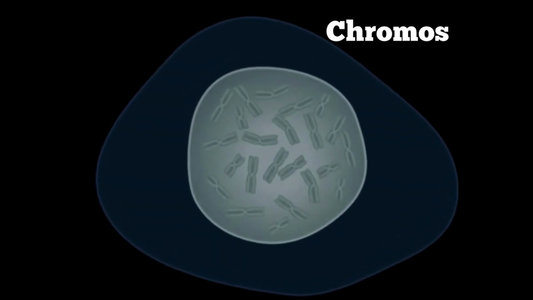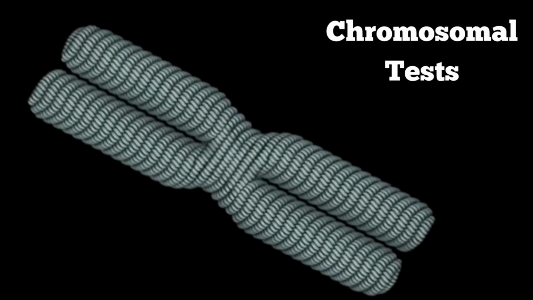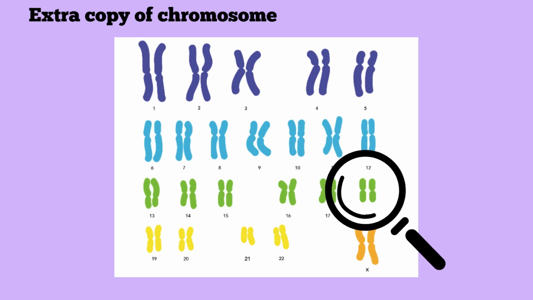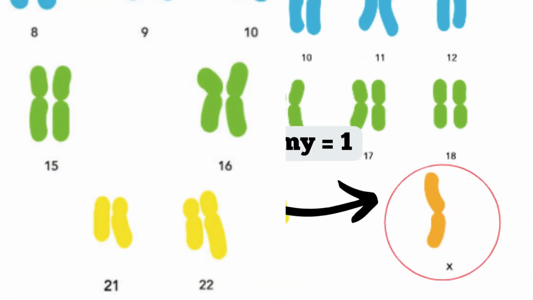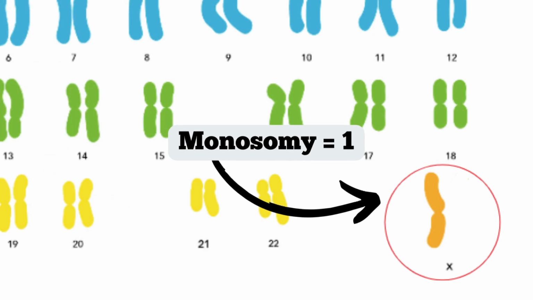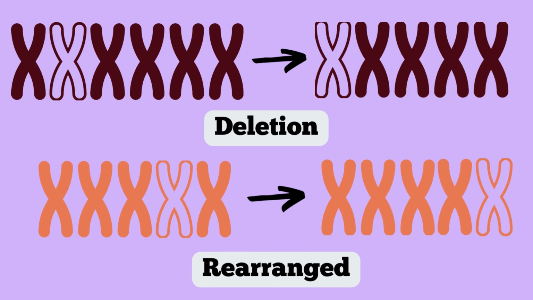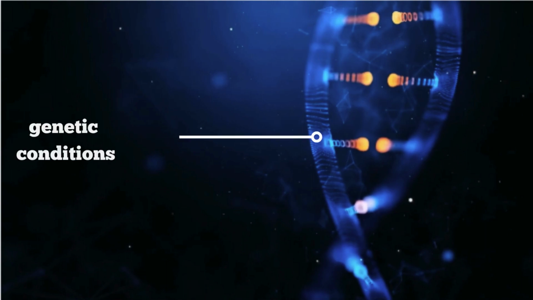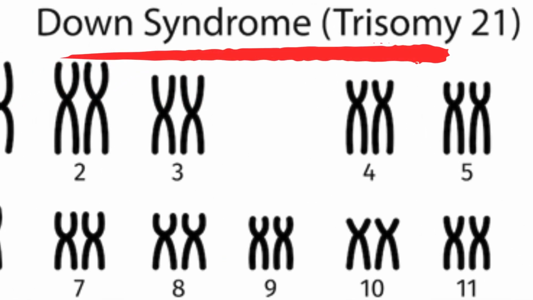Another type of test is chromosomal tests. As mentioned before, they analyze pieces or the whole chromosome. If, for example, an extra copy of a chromosome is found or is missing, this is referred to as trisomy for extra and monosomy for a missing chromosome. Other changes can include deleted or rearranged pieces of the chromosome. Thus, different changes to the chromosomes can be identified to pinpoint a genetic condition. For example, if there is an extra copy of chromosome 21, that leads to Down syndrome.